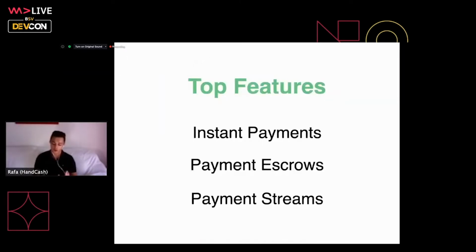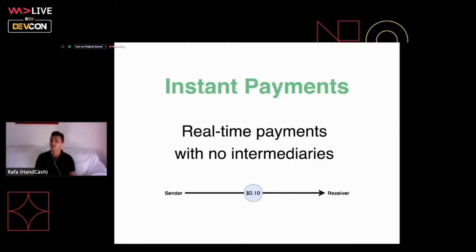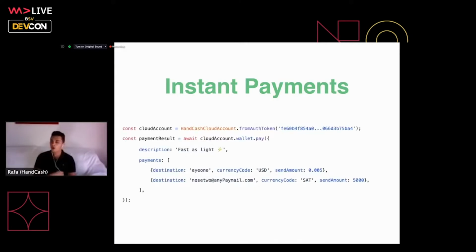So I want to focus today just on payments, and in particular these three features: instant payments, payment escrows, and payment streams. Instant payments is probably the concept we use the most. They are just real-time payments with no intermediaries. So the sender can send something like 10 cents to the receiver, real-time, and that's all. Really simple. The code that you require is something like that. It's the hello world that I showed you before.